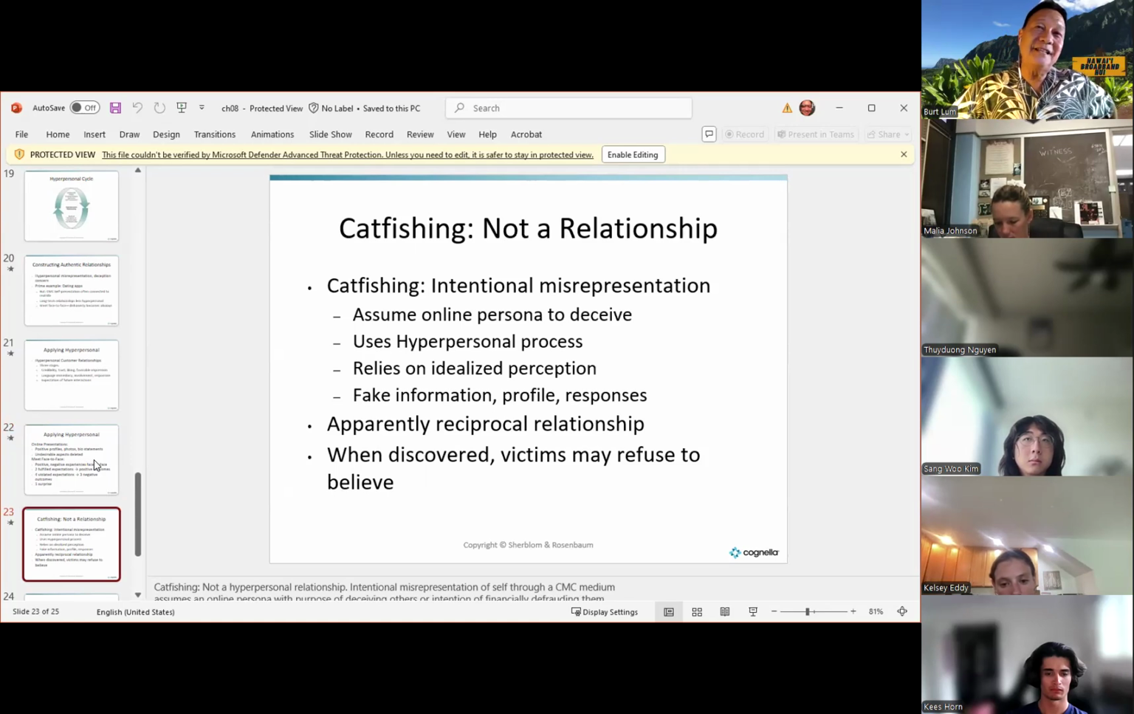Catfishing. Catfishing is really a term used when somebody is impersonating someone. And again, this is the dark side of the web, right? Trying to ferret through some of these misrepresentations, can you determine that quickly so that you can just move on, because you don't want to get caught up in a catfishing scheme.